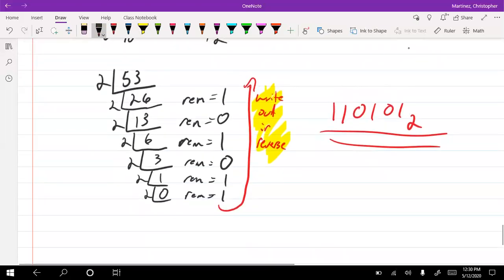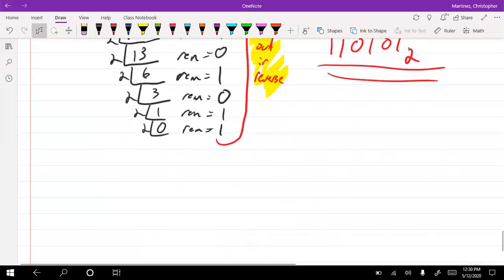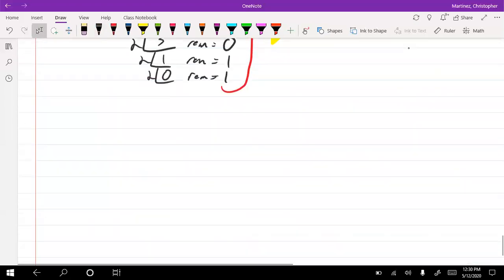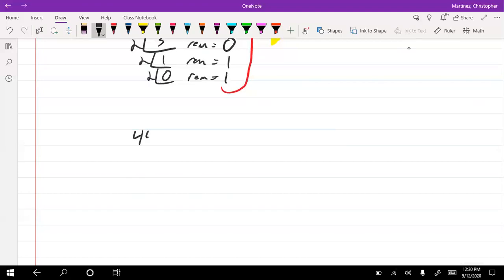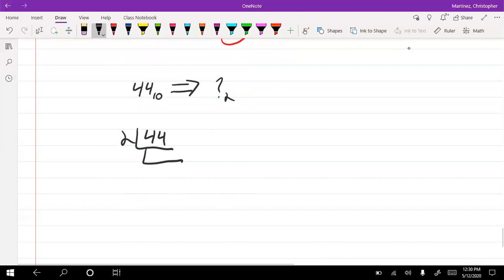All right. Let's do another example. Let's say I want to do 44 base 10. What is this in base 2? All right, so let's start with 44. What are we going to do? Take 44 divided by 2, and keep track of my remainder. This divides evenly, it's 22. Divide 22 by 2. Again, no remainder, that gives us 11.